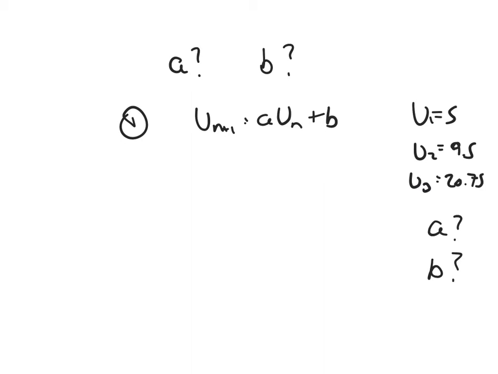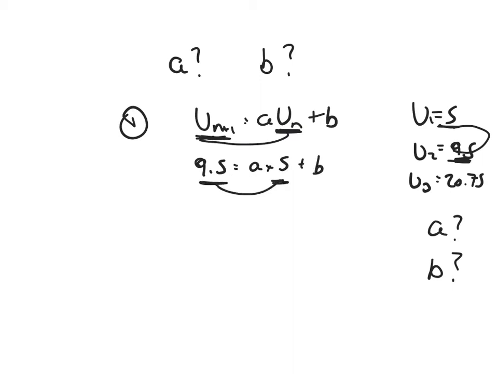Okay, so the subsequent term to u_n is u_(n+1). So the subsequent term to 5 is 9.5. So I could write down 9.5 equals A times 5 plus B, since 9.5 is the subsequent term to 5. In turn, 20.75 is the subsequent term to 9.5, so it would also be acceptable to say 20.75 is equal to A times 9.5 plus B.